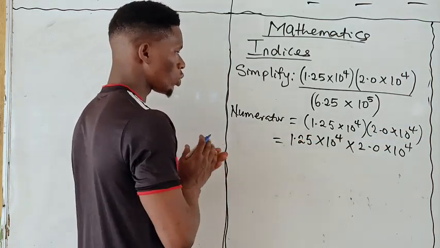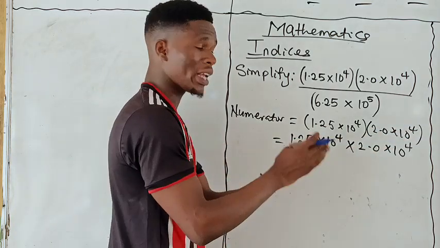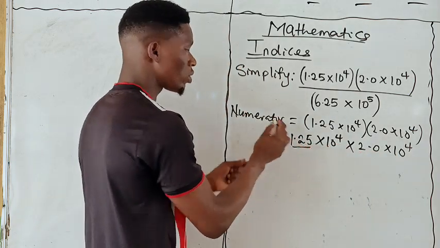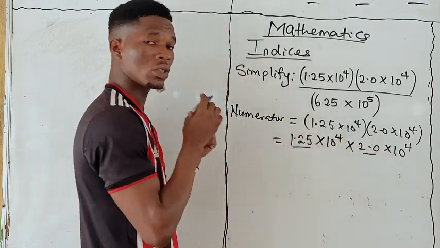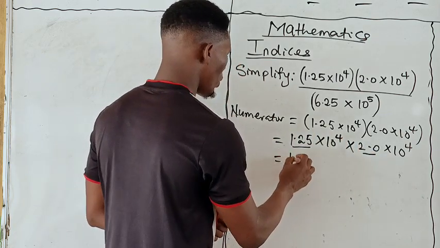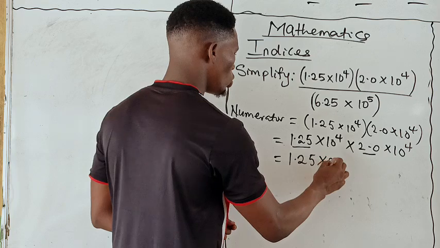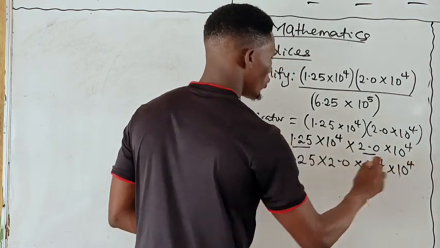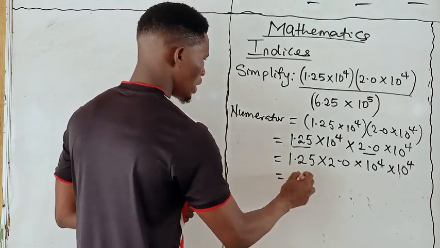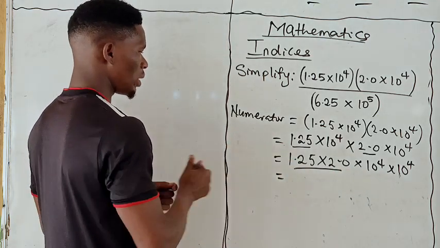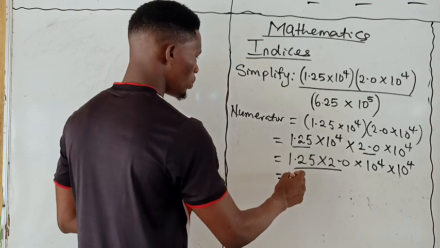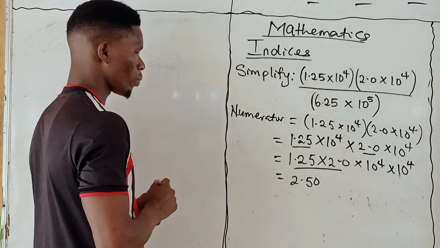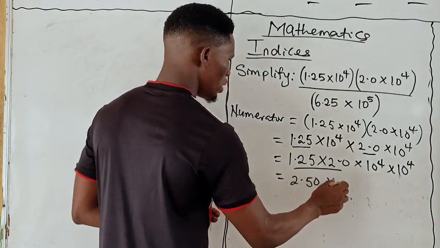All right. So the next thing to do is let's group the ones that are in base 10 and the ordinary numbers, the ones that are not written to any power. That is 1.25 is not written to any power and 2.0 is not also written to any power. So we have 1.25 times 2.0, then times 10 raised to the power 4 times 10 raised to the power 4. All right. Now let's multiply these two. So this becomes 1.25 times 2, this becomes 2.50. All right. Then multiply by 10 raised to the power.